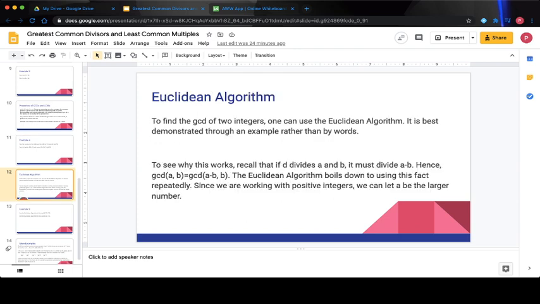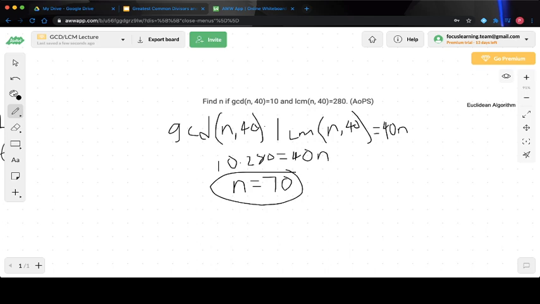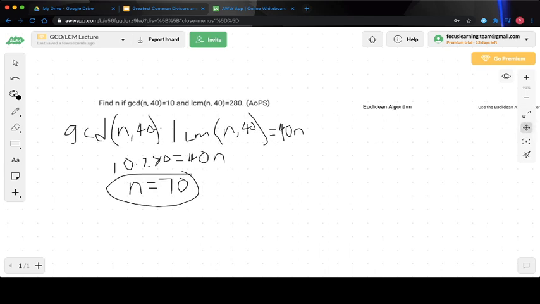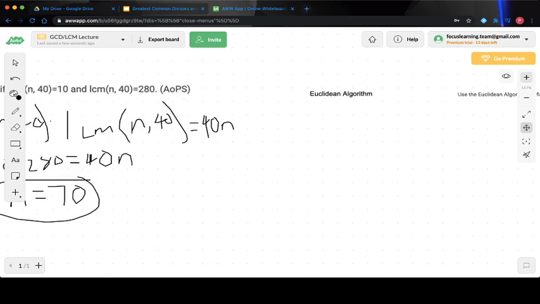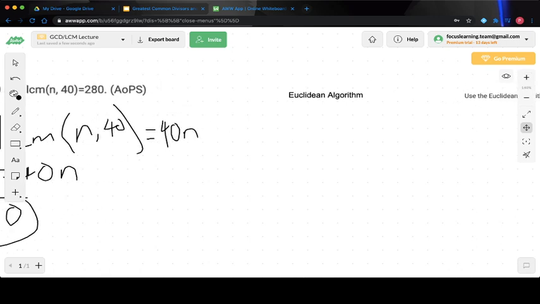So our next topic is the Euclidean algorithm, which gives us a rather powerful and quick way to find the greatest common divisor of two numbers. It's rather complicated to demonstrate with lots of words, so I'm going to show this by an example. First of all, recall that if D divides A and B, it must divide A minus B. So I'll first establish a fact, or a lemma if you want to call it.